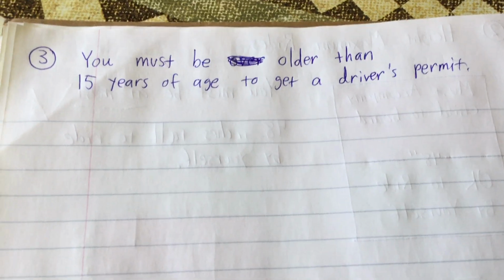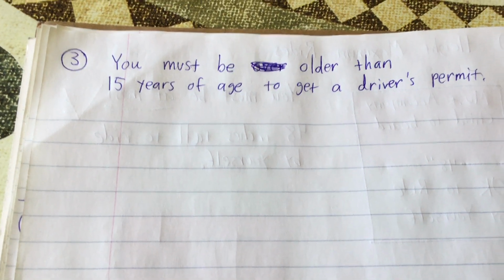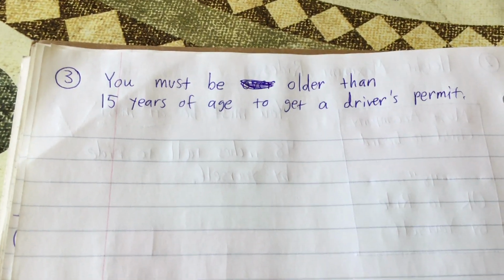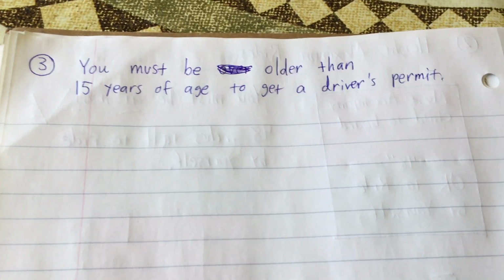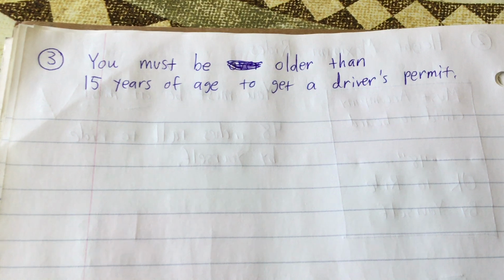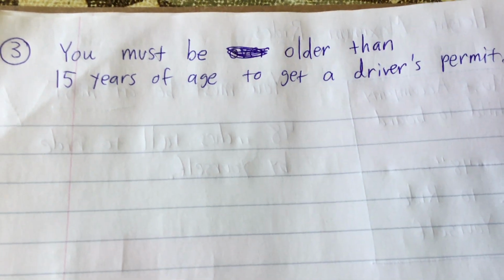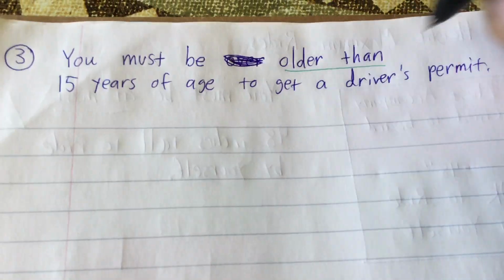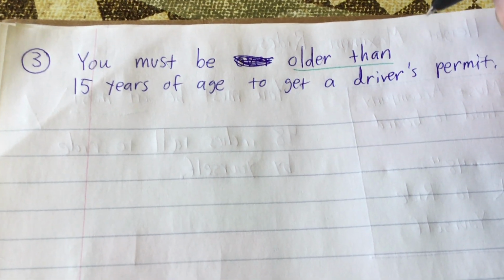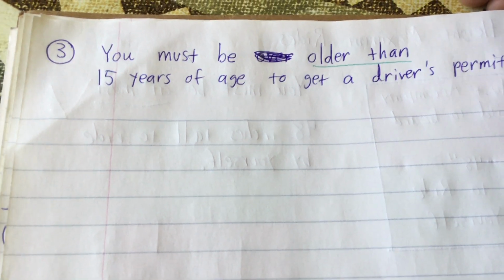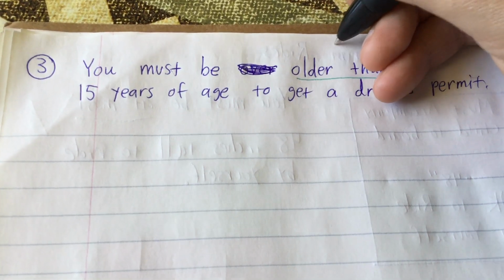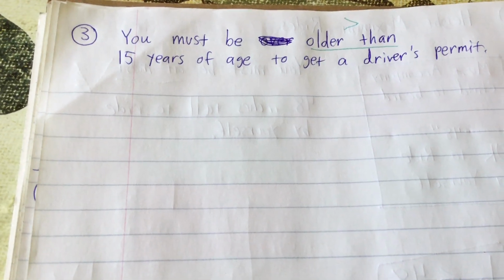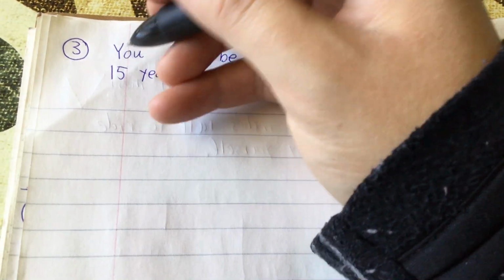Okay, so a lot of people say in order to get a driver's license, you need to be 15 and a half years old. No, that doesn't mean that you're 15 years and 6 months. It just means you need to be older than 15 years old. So you must be older than 15 years of age to get a driver's permit. So let's use the real life context. What descriptive words am I reading? Older than. Did I hear older than or equal to or at least? No. So older than 15 years of age means greater than.